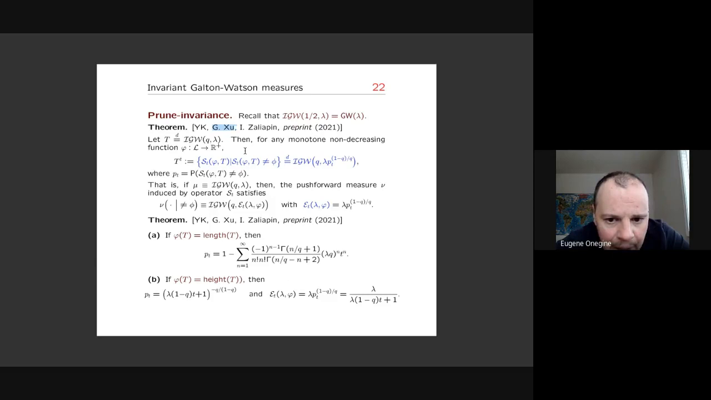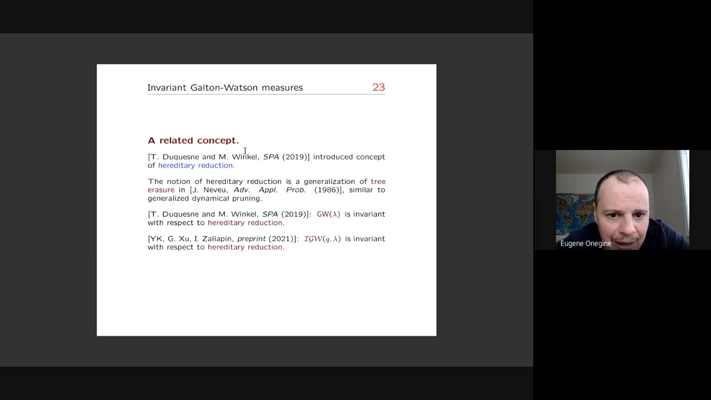One last comment is that there is a similar procedure to pruning, called hereditary reduction by Duquesne and Winkel, published in 2019. They concentrate on cases that seem to have only semi-group properties, but are very interesting and very relevant, and in fact some of our results spill onto the hereditary property that they studied. What I presented generalizes not only our results, but multiple other pruning results, in particular Neveu, Burdzy, Pitman, Winkel, and others.